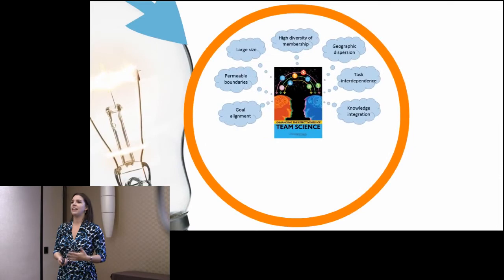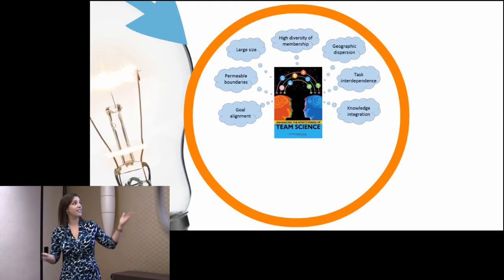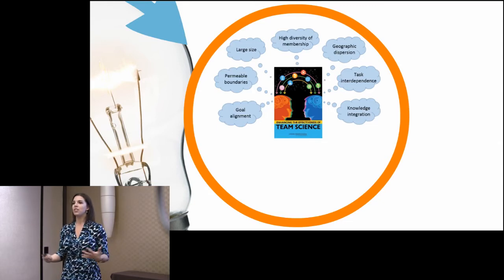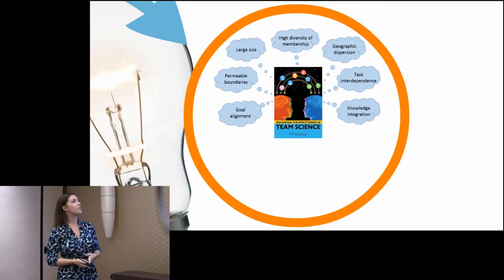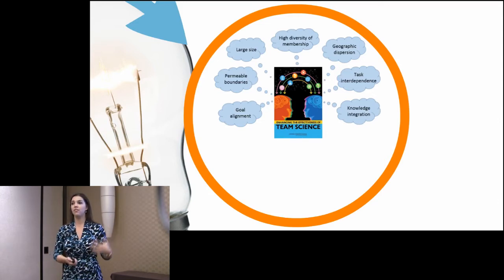So this idea of working in networks and interdisciplinary networks in particular is not a new one, but last year the National Academies released a report called Enhancing the Effectiveness of Team Science. It was a synthesis of years of research in business and management and organizational psychology, and they identified 7 primary challenges facing interdisciplinary teams. It's goal alignment, permeable boundaries, large size, diversity of membership, geographic dispersion, task interdependence, and knowledge integration. And these are really important challenges to know which are facing interdisciplinary collaboration, and the report talks about each of them in depth. Like I said, it pulls from business and management and psychology to flesh them out, and it provides conclusions and recommendations for each.